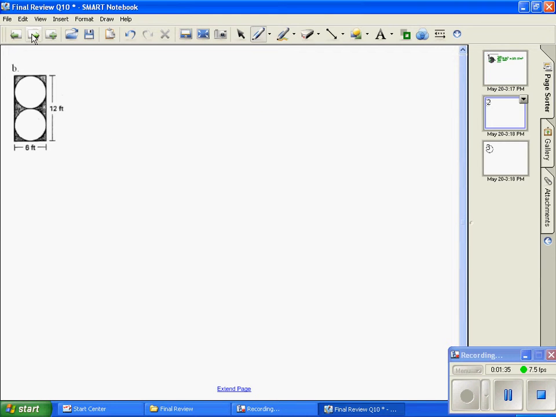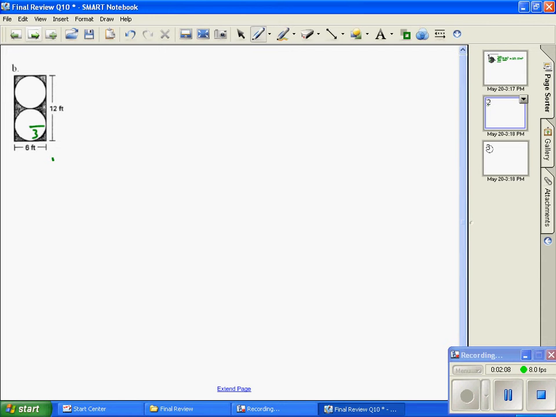Okay, so here we have two circles inside of a rectangle. So to find the shaded region, we're going to have to find the area of this rectangle and subtract out the area of these two circles. So you notice that the width of this rectangle is 6. So that means the diameter of the circle is also 6. That means that our radius of the circle is going to be 3.